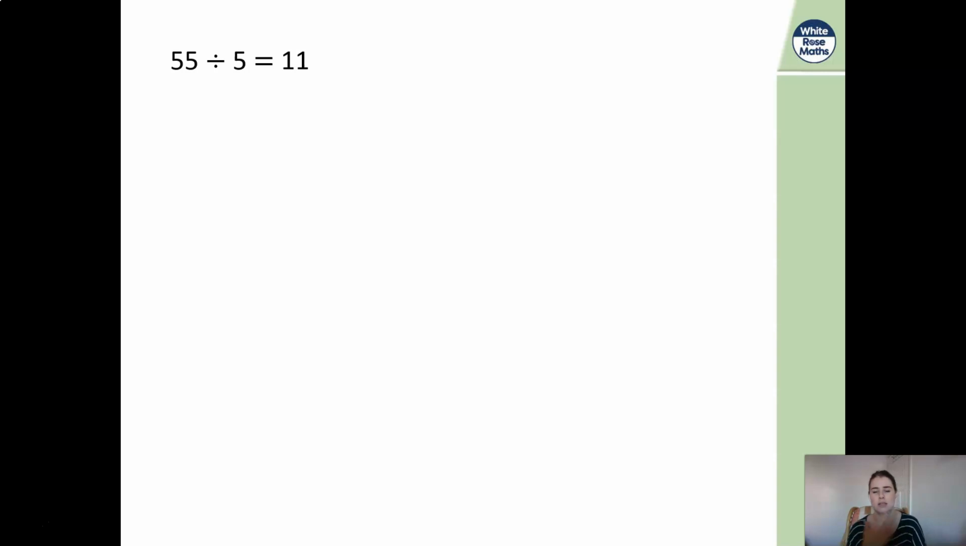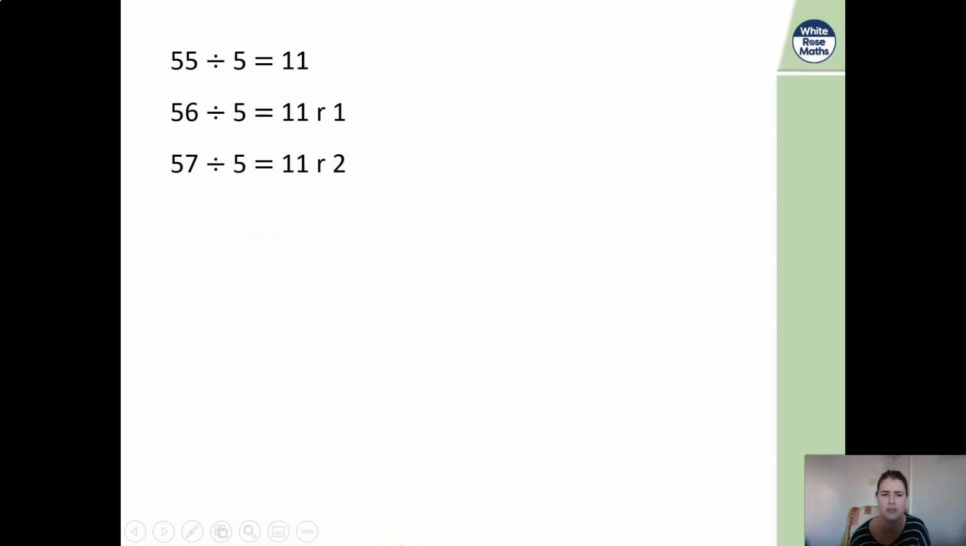Now, let's consider the rules for a remainder. I know that 55 divided by 5 is 11, and that goes in equally because 55 is a multiple of 5. So that means 56 divided by 5 must be 11, remainder 1, because 55 went exactly, but 56 doesn't, so I've got an additional remainder. That also means 57 divided by 5 must be 11, remainder 2. I know that 58 divided by 5 is 11, remainder 3. Therefore, 59 divided by 5 is also 11, remainder 4.